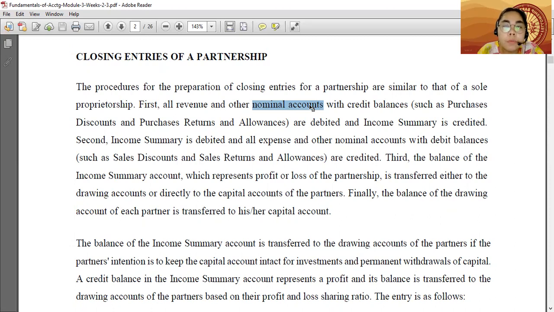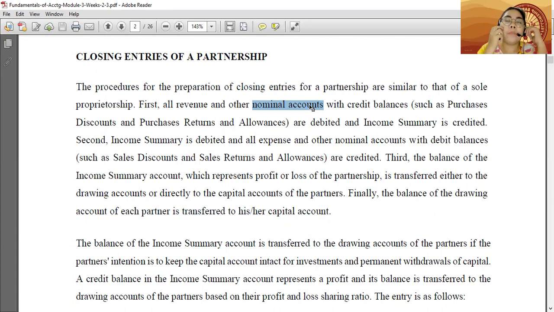So when we close them, we credit those nominal accounts which originally have a normal balance of debit and charge it against the income summary. So income summary is debited and all expense and other nominal accounts with debit balances such as sales discounts and sales returns and allowances are credited. And third, the balance of the income summary account, which represents profit or loss of the partnership, is transferred either to the drawing accounts or directly to the capital accounts of the partner.